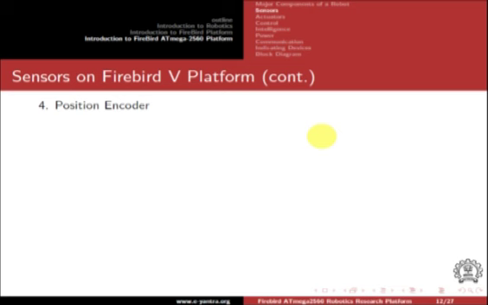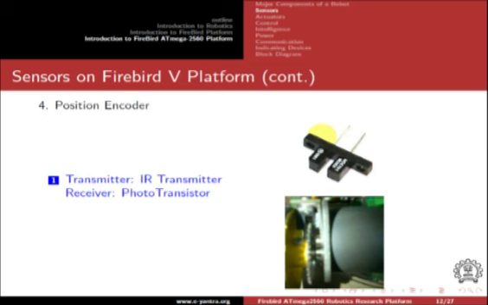Moving on to the next sensor, we have position encoder. These sensors are used for measuring the distance robot has moved or the angle by which robot has rotated. This sensor has IR LED as emitter and phototransistor as receiver. Besides, there is a slotted disk assembly which is placed between the transmitter and the receiver. The slotted disk is connected to the shaft of the DC motor. Whenever the motor rotates, slotted disk also moves. Now, when the slot is there between the receiver and the transmitter, IR light will be received by the receiver.